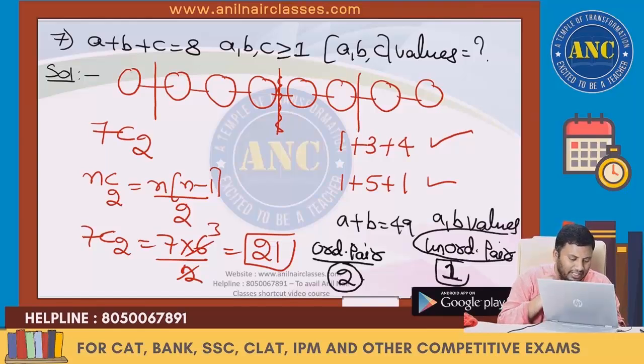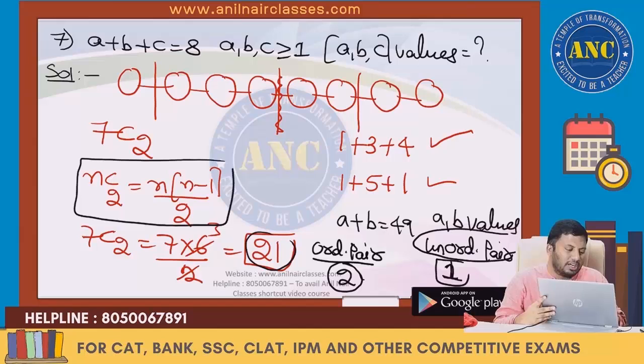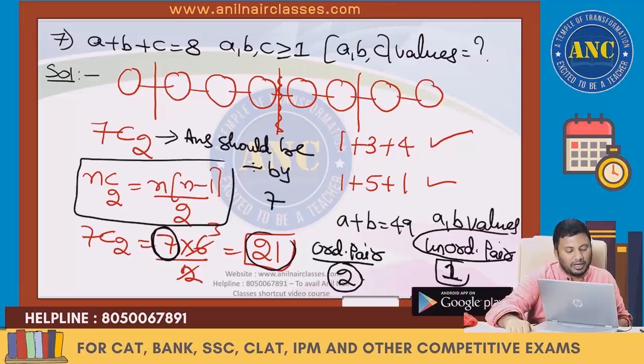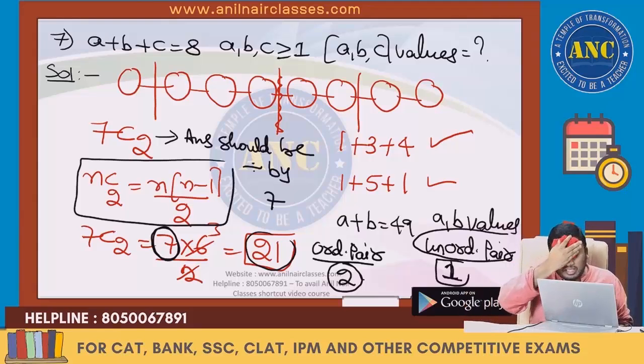Now, out of 8 balls present on a number line, there are 7 gaps, 7C2. What is more important is not the answer for me. Now see here, nC2 is n into n minus 1 by 2. 7C2 is 7 into 6 by 2. 7 is a prime number. A prime number cannot be decomposed further. So for 7C2, the answer should be divisible by 7. Please make a note. 7C2 is 7 into 6 by 2, which is 21. 21 is divisible by 7.